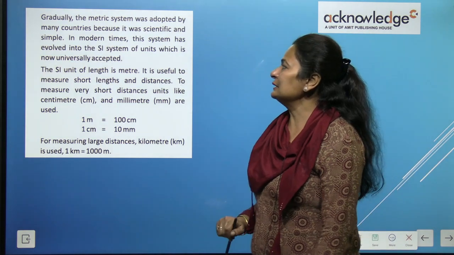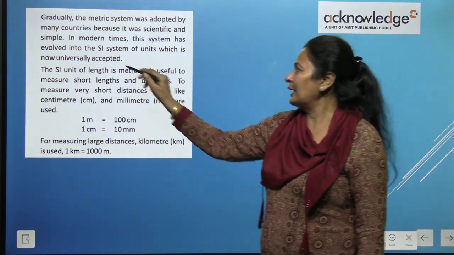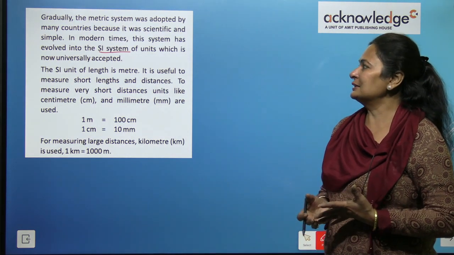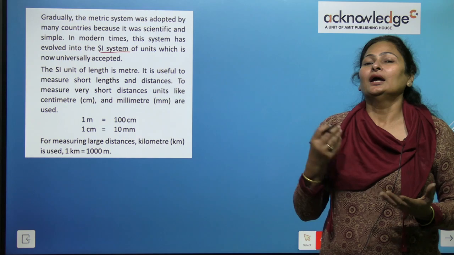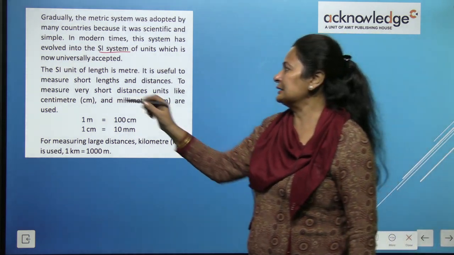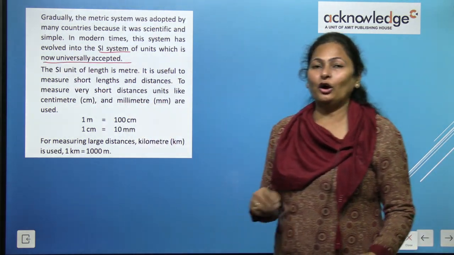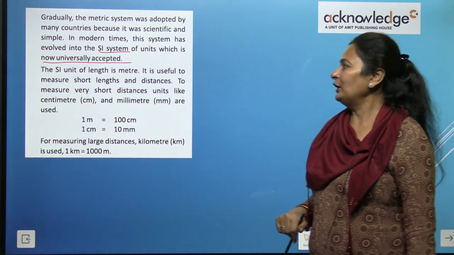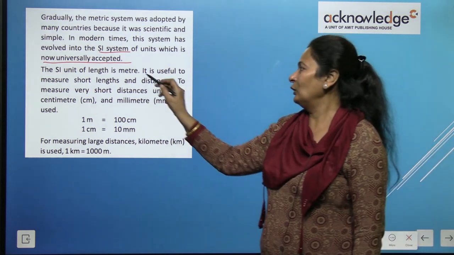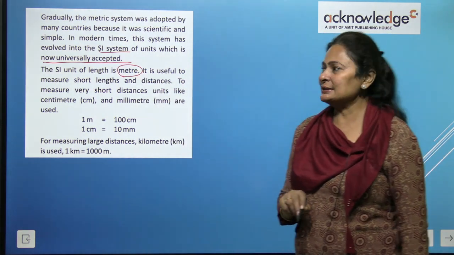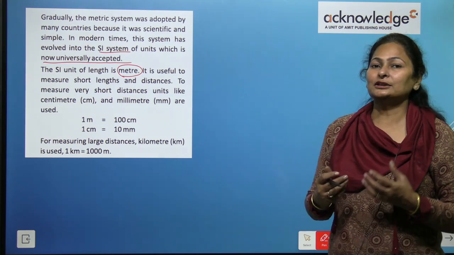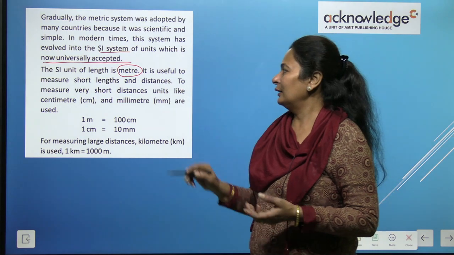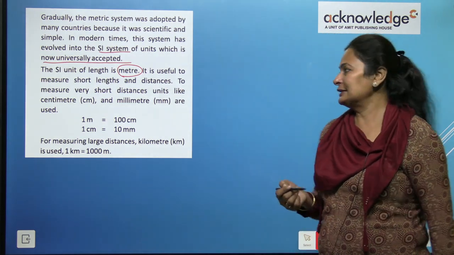In modern times, the system evolved into the SI system of units, which is now universally accepted, right? We all are following the same SI method. The SI unit for length is what we already discussed. It is meter. It is useful to measure short length. This is the smaller unit, right? Short lengths and short distances.